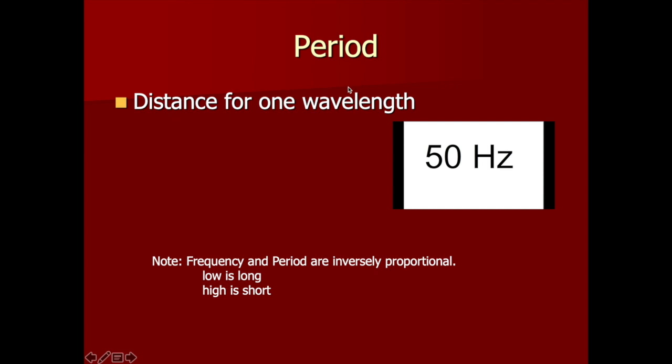The distance of one wavelength, we call that the period. And period and frequency are inversely proportional. Low frequencies have a long period or a long wavelength. High frequencies have a short one. And here's what this sounds like.